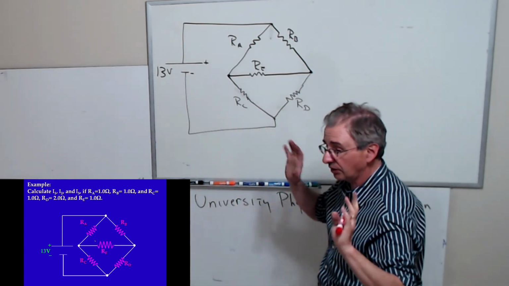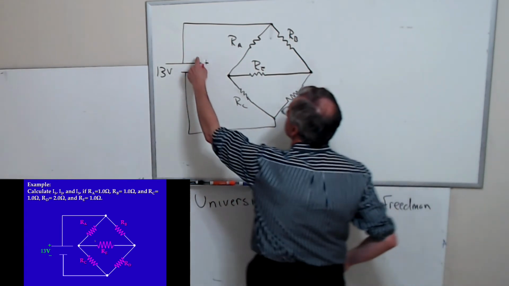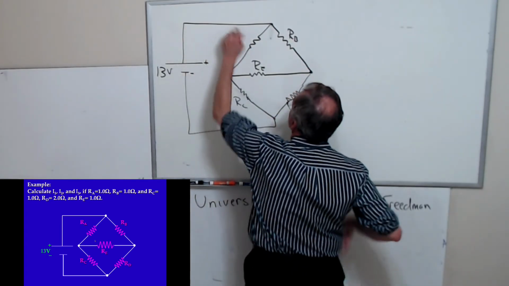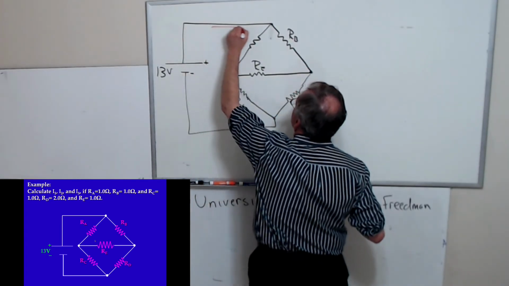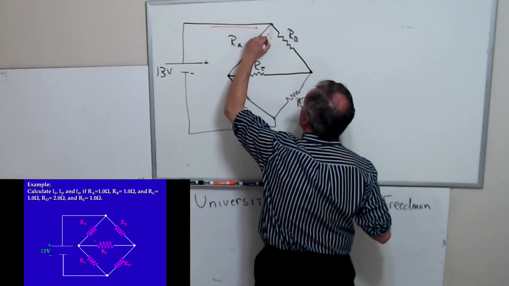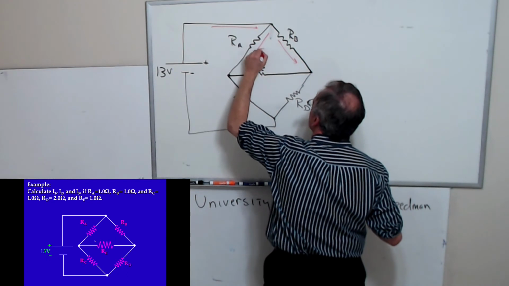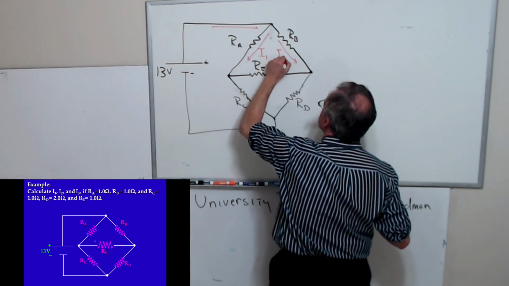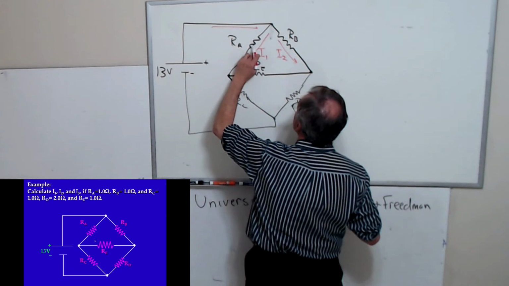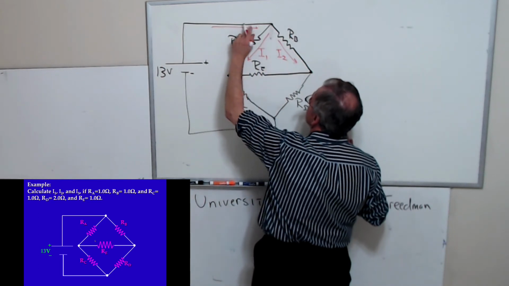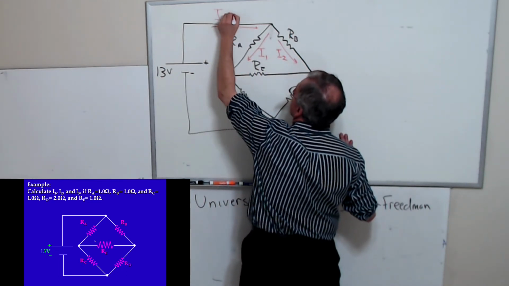I'm going to start with the current law. I'm going to say, oh, this is delivering energy, it's delivering current. And it splits up here, this way and this way. I'm going to call this I1, and I'm going to call this I2. And so if this is I1 and this is I2, and the current comes from here, then I'm going to say this is I1 plus I2.